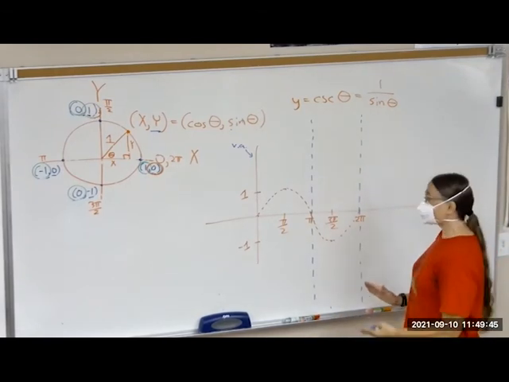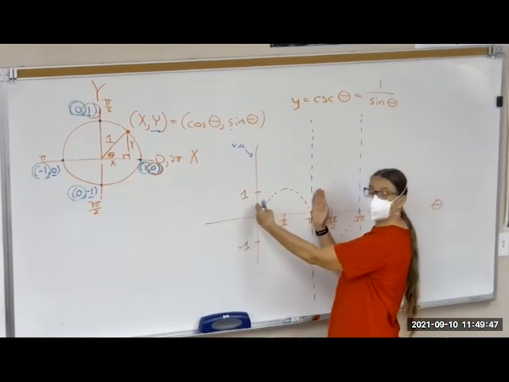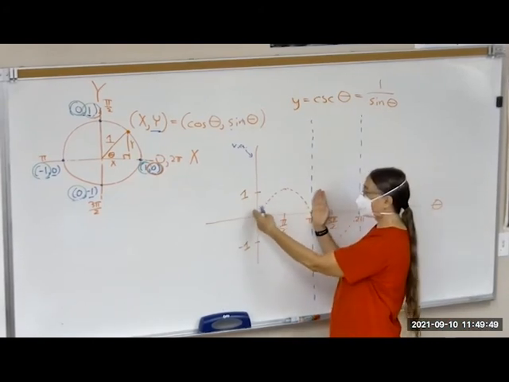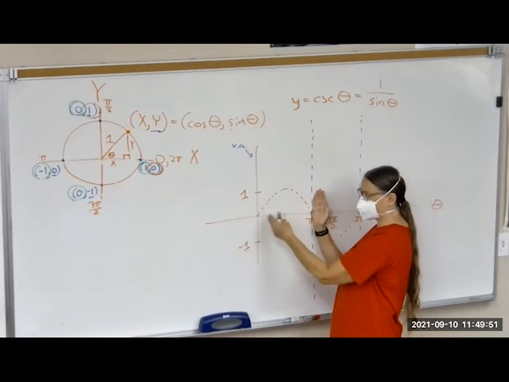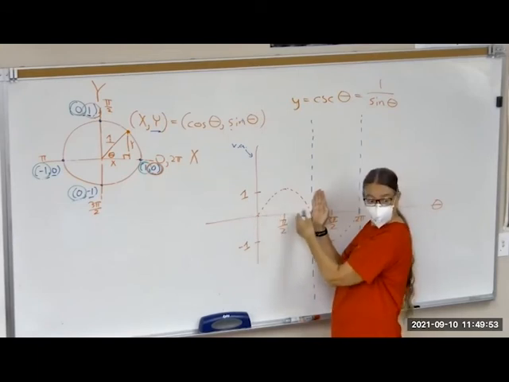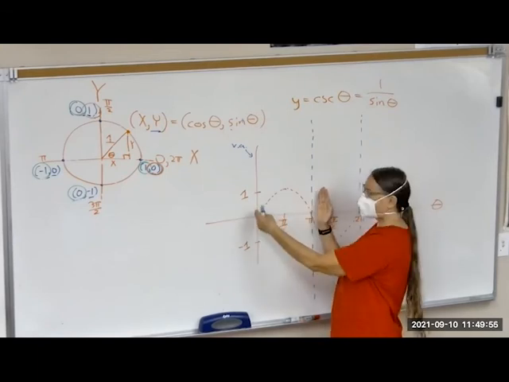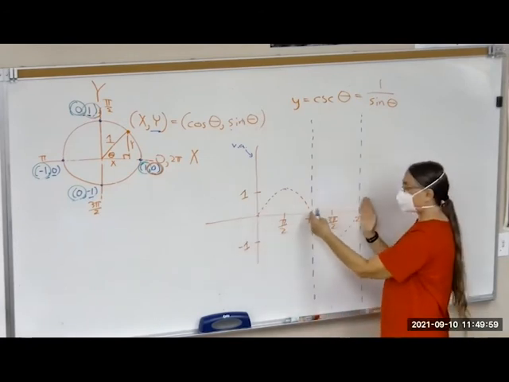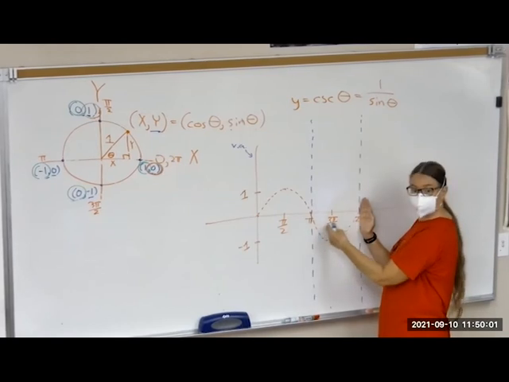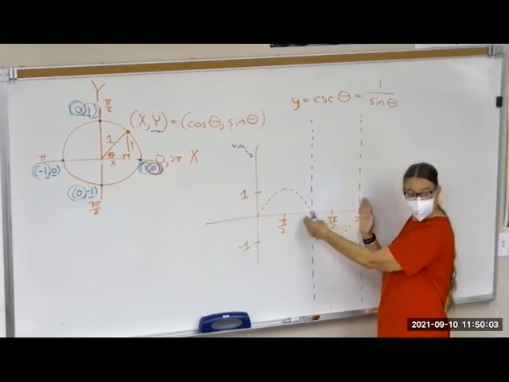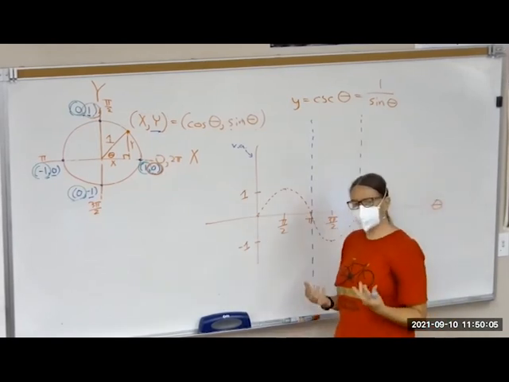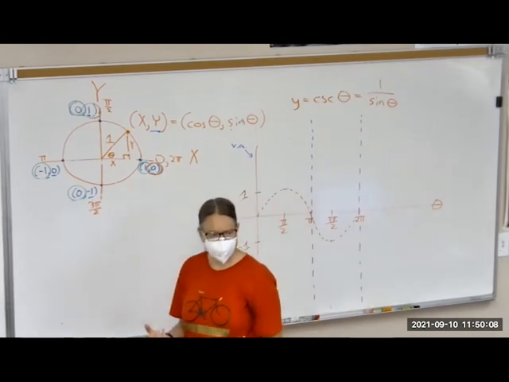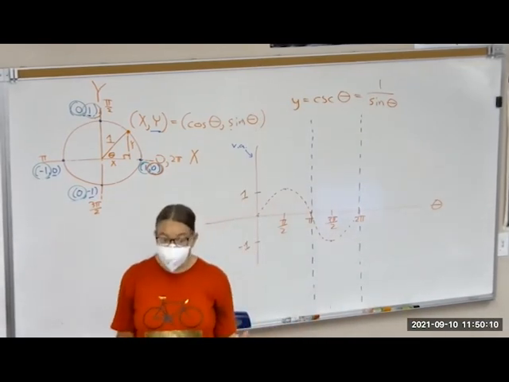And you'll notice these asymptotes divide the sine curve up into this interval. It actually corresponds to quadrants 1 and 2 because it's going from 0 to pi. But this interval where sine is positive, and then this interval, which corresponds to quadrants 3 and 4, where sine is negative. Now, if I take the reciprocal of something positive, I'm going to get something positive.